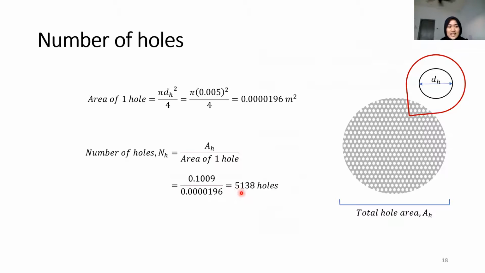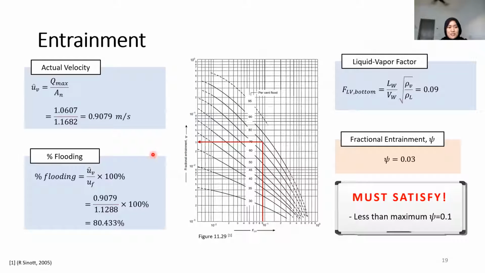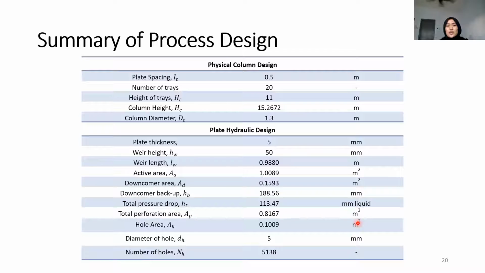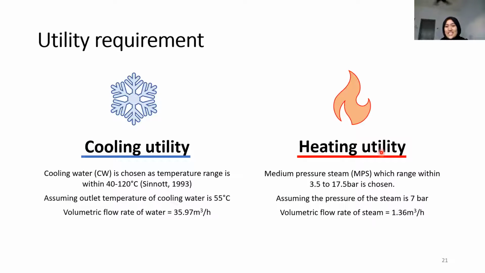5,138 holes. Next. And in checking the entrainment, the intersection between the flooding percentage and the liquid vapor factor is found in figure 11.29 to find the fractional entrainment. And as long as this value is less than the maximum value of 0.1, the design is acceptable. Next. So in total, our process design can be summarized in this table. Passing on the next section to Ricky.